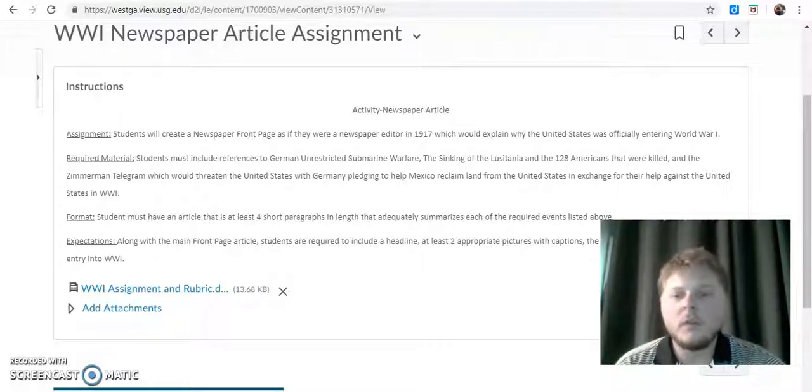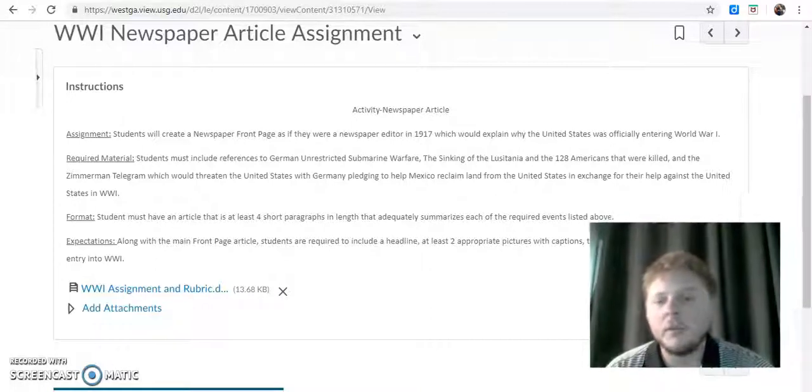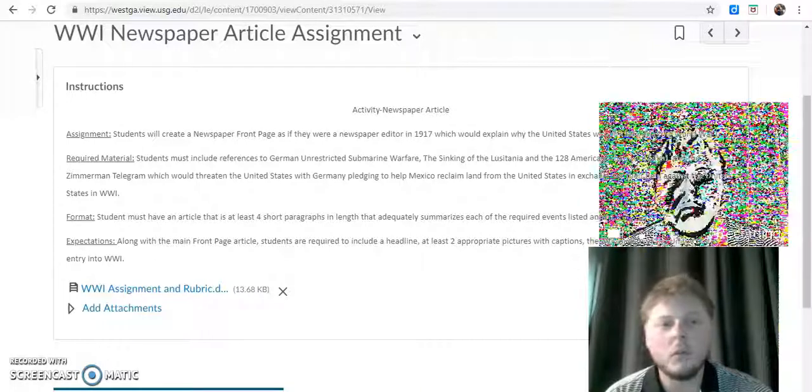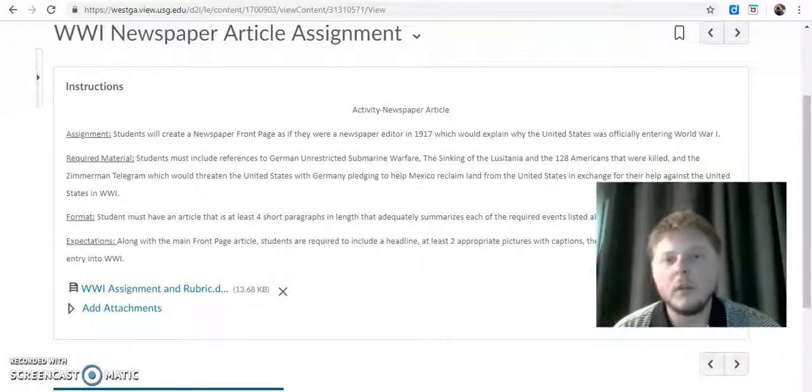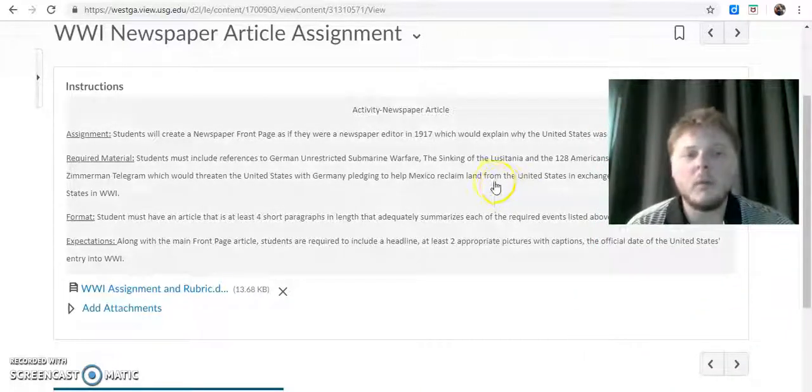So in order to do this, students must have at least 4 short paragraphs. They would be able to formulate that with all of the information they have, as well as using other outside web sources that would adequately summarize each of the required events that were listed. And along with the front page article, they would have to include a headline, at least 2 appropriate pictures with captions, and the official date of the United States entry in World War I. All would be vital parts of this, which would help to explain what was going on and why they were writing about it.